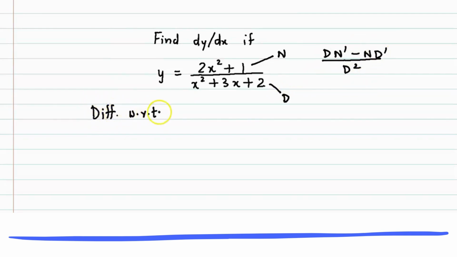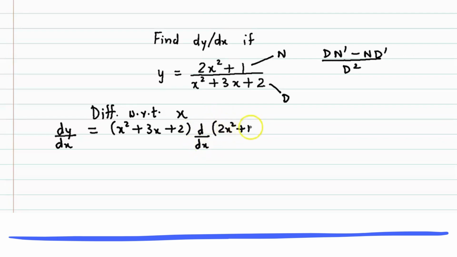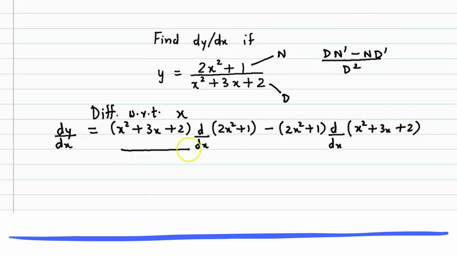differentiating with respect to x, we get dy by dx is equal to, we start with the denominator, that is (x square plus 3x plus 2) into derivative of (2x square plus 1) minus (2x square plus 1) into derivative of (x square plus 3x plus 2), and this entire thing upon denominator square, that is (x square plus 3x plus 2) the whole square.